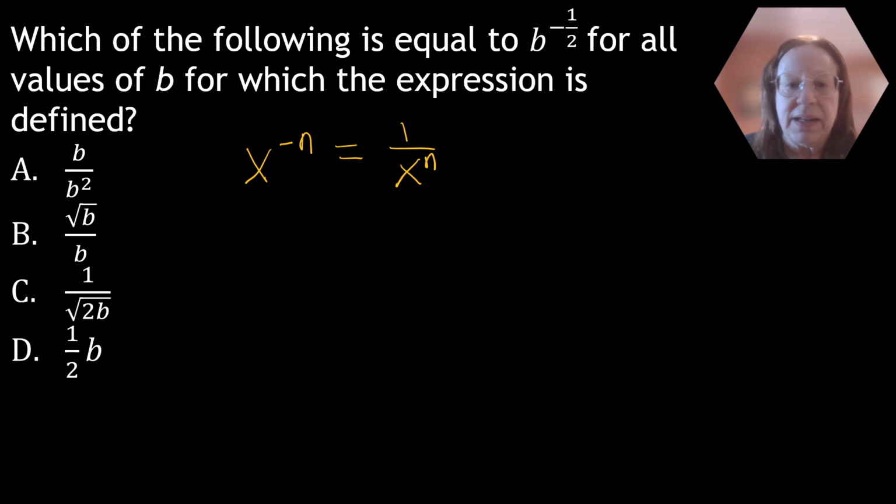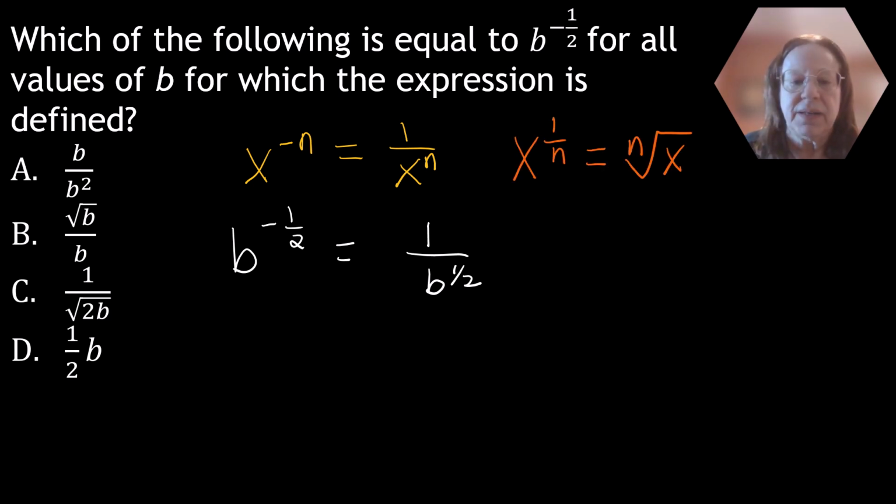where n is any real number, is equal to 1 over x to the positive n. So we're going to take the original expression, which is b to the minus 1/2, and make that 1 over b to the positive 1/2.